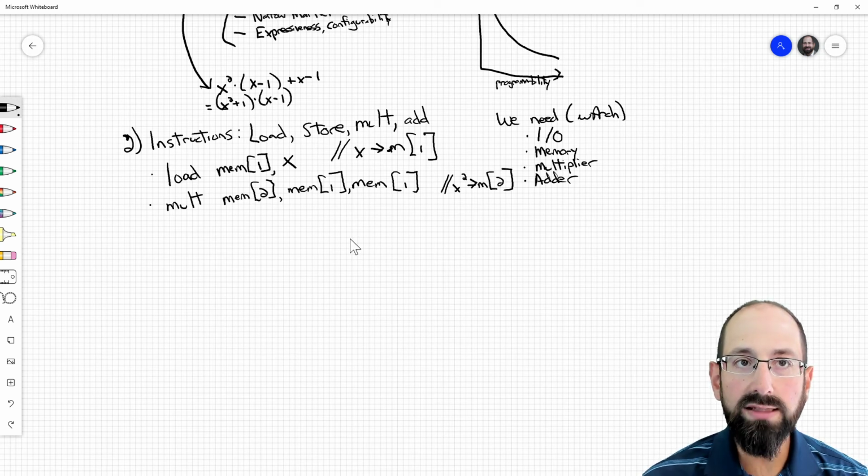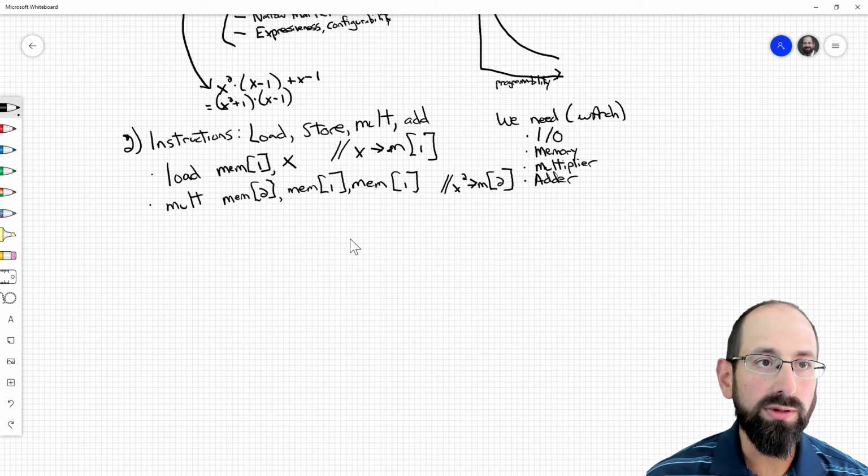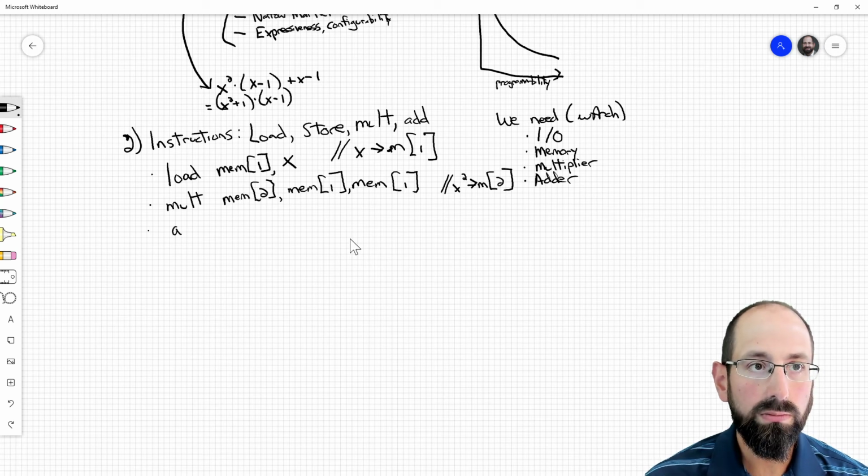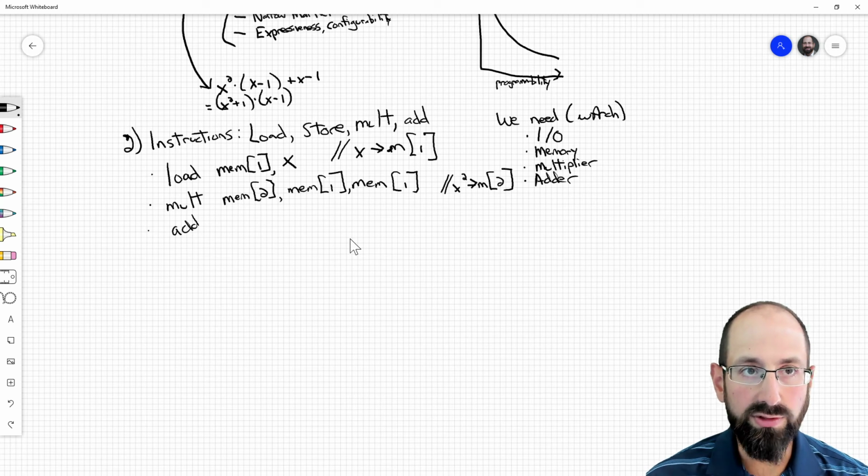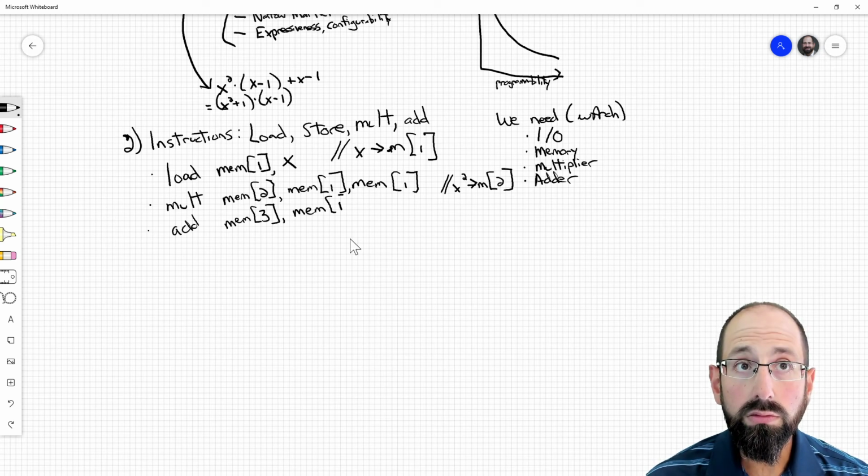So we've grabbed X, we've calculated X squared. We can now calculate X squared plus 1, and that would be using our add instruction. In this case, we would want to store the result in another temporary location, memory of 3, the value in memory of 1, and the actual value of 1.